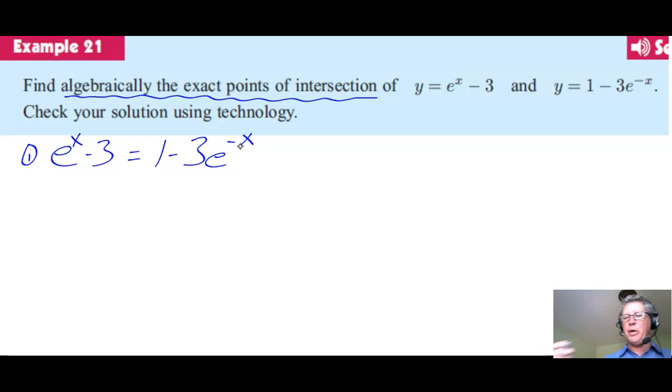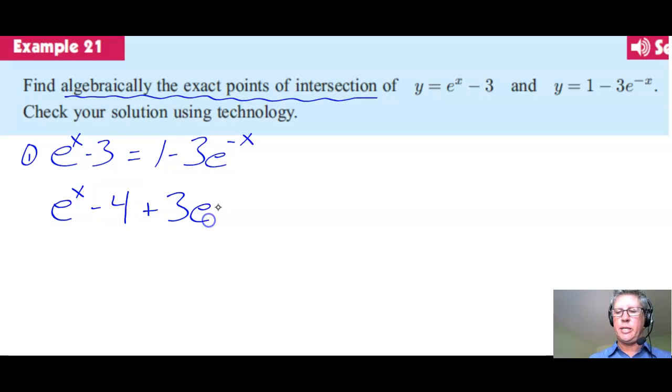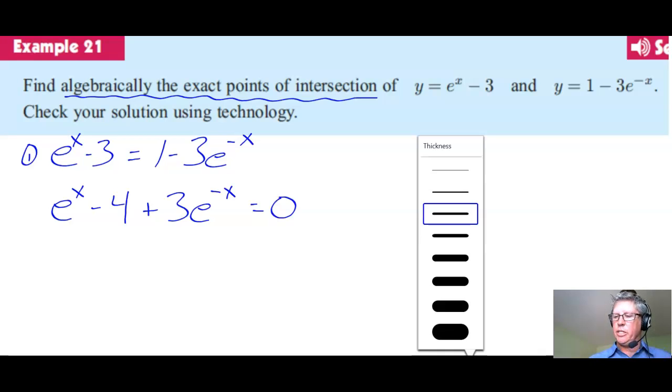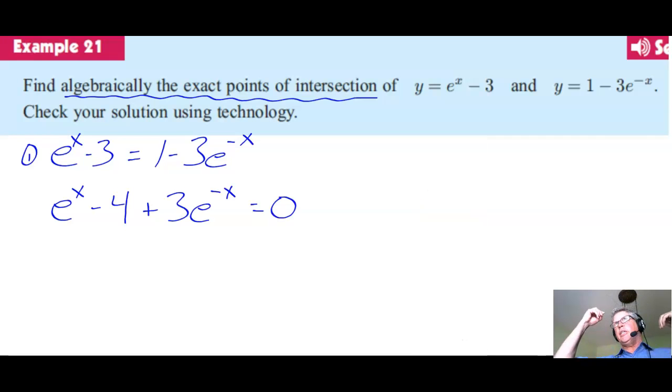So let's kind of put a few things together. So let's get it all on one side. e to the x minus 4 plus 3e to the negative x equal to 0. Now, I would say a lot of people are going to be like, I don't see it. But I'm going to give you kind of an analogous look. And I just want you to try to trigger it instead of me just telling you.